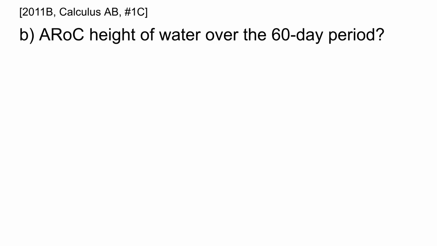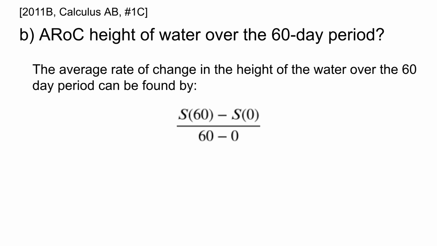In part B of this question, we are asked to find the average rate of change in the height of the water over the 60-day period. The average rate of change in the height of the water over the 60-day period can be found by using the formula for average rate of change over the interval from 0 to 60, which is going to give us s of 60 minus s of 0 all over 60 minus 0.